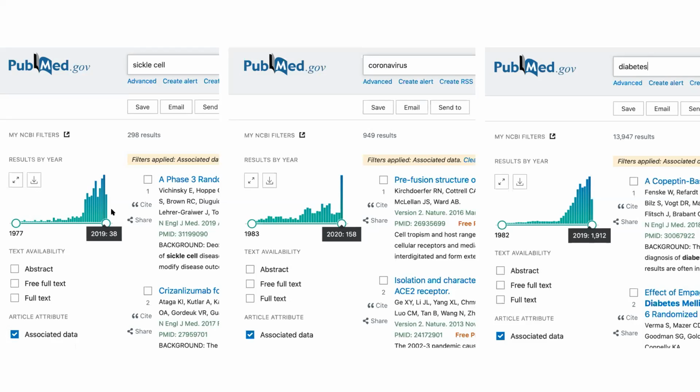So if you limit this to only publications with associated data, look at how much less we have. In 2019, there were only 38 publications with new data about sickle cell disease. For coronavirus, in 2020, there were only 158 publications with new data. In diabetes, in 2019, there were only about 2,000 publications with new data. Still dramatically more than these other two, but you can see how the numbers are going down a lot more.